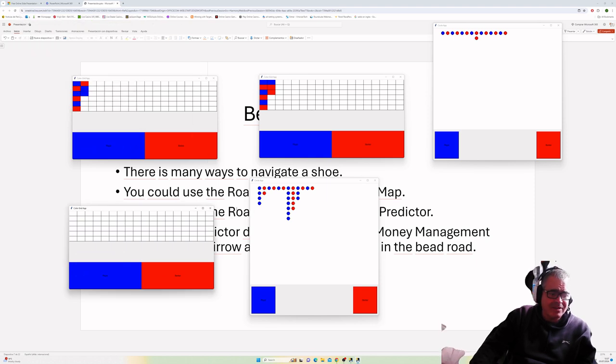I will do it here. Okay, player, player, player, bank, bank, player, bank, player, bank. 3, 4, 5, 6, 7. 1, 2, 3, 4, 5. 1, 2, 3. Bank, player, bank.